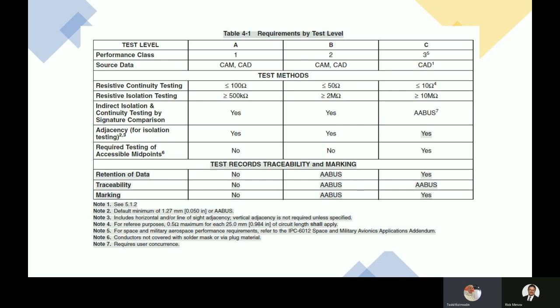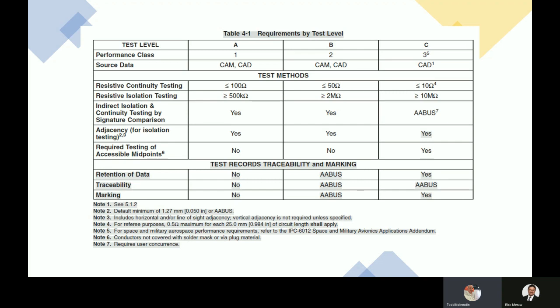And now when we get into the isolation test using signature comparison, which is the adjacency and capacitive gather, this gets into what we call an acceptability between the customer and the supplier, or in our term, AABUS, as agreed between user and supplier. So if on a class 3 product or test level C, if you wanted to do flying probe, technically we need to have a conversation or a document in a paragraph in the procurement document that allows the flying probe test using signature comparison and adjacency.